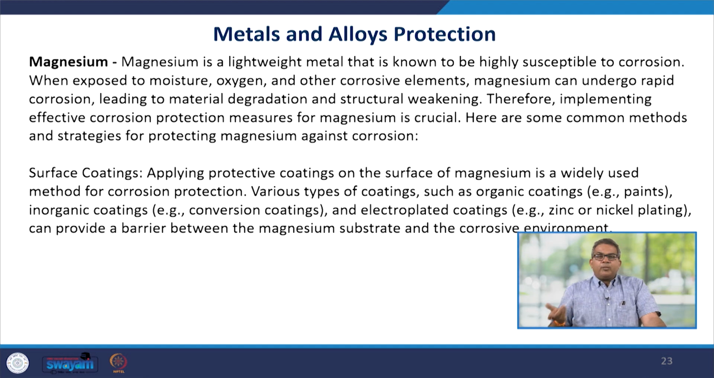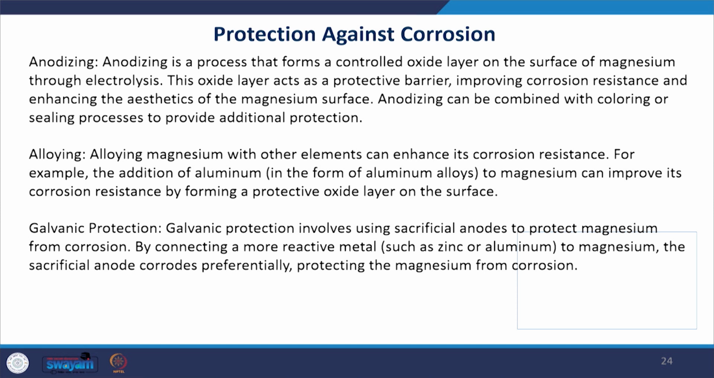Now, there are some common methods we are going to discuss for protecting magnesium against corrosion. One is surface coating, that is applying a protective coating on the surface of magnesium, a widely used method for corrosion protection. Different types of coating, such as organic coating like paints, inorganic coating like conversion coating, and electroplated coating, can provide a barrier between the magnesium substrate and the corrosive environment.